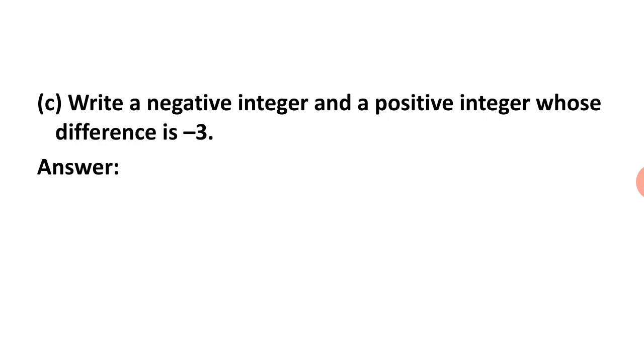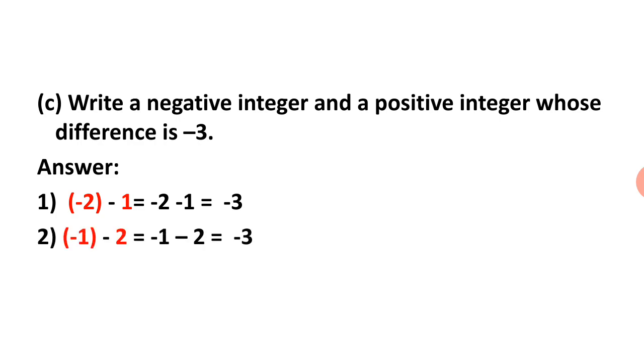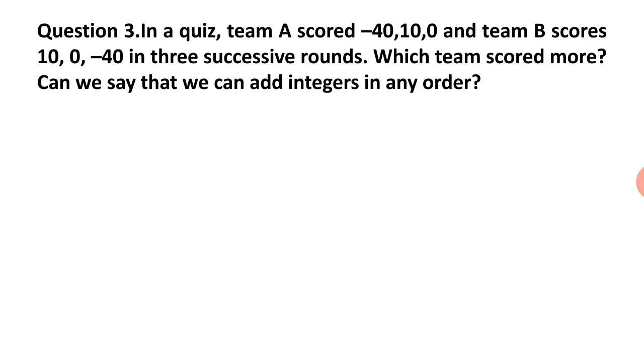The third sub-question, write a negative integer and a positive integer whose difference is -3. Again, you have to select one negative and one positive, but their difference must be -3. Here we have selected the numbers to be -2 and 1. The next example is taken as -1 and 2. With this, let's move to question number 3.